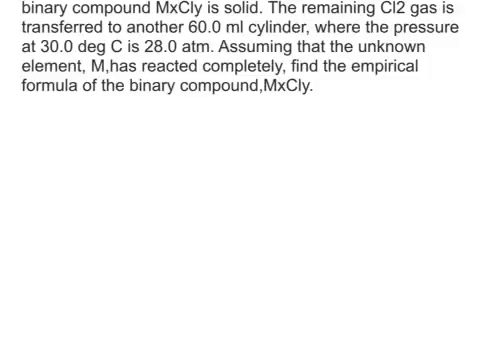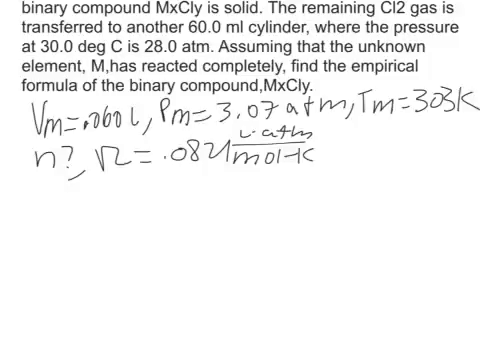Okay, so in order to solve number 19, first we would have to start by looking for the moles of the unknown M. And we would start by labeling everything out. We know that the volume of M is 0.06 liters, the pressure is 3.07 atmospheres, the temperature is 30 degrees Celsius, but you have to turn that into Kelvin, and it'll be 303 Kelvin. We don't know the number of moles, and then the R is 0.0821 liters atmosphere over mole Kelvin.